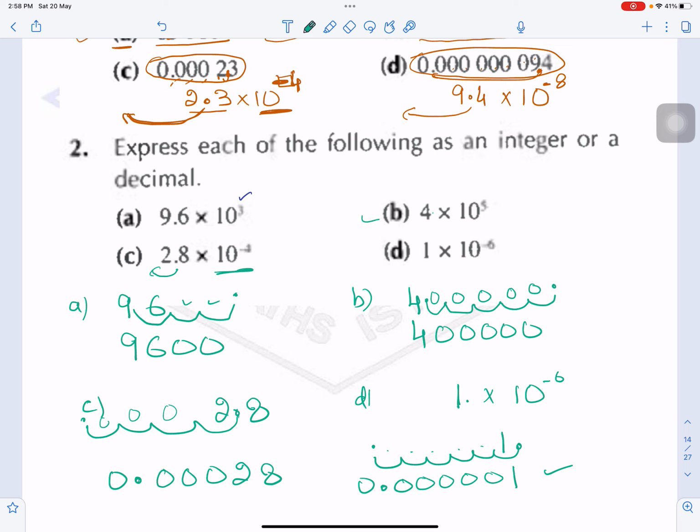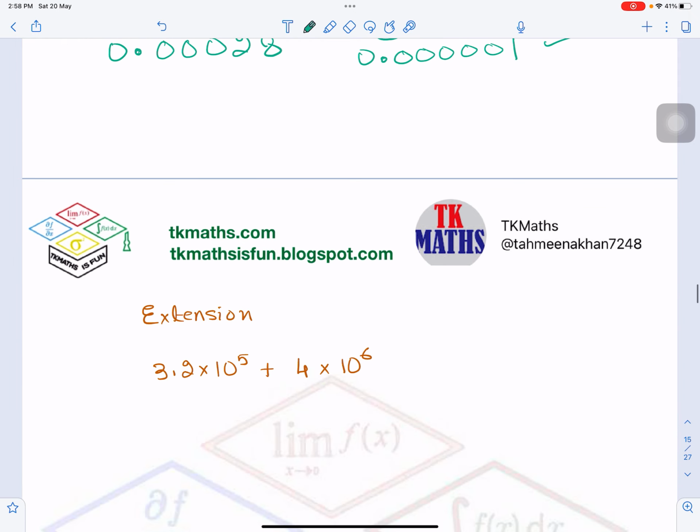So I hope you understood this. You need to practice more. And I am giving you one extension. If you don't get it, don't worry. We will do more questions on it. But I just want to extend the learning a bit.